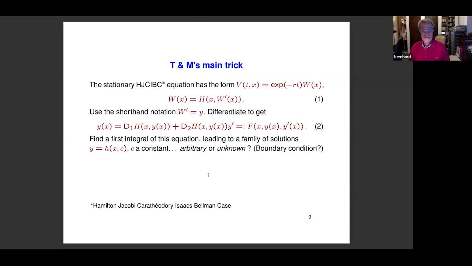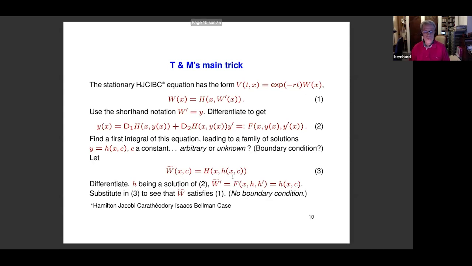But Tsutsui and Mino don't make this mistake. And once they have this family of solutions of equation 2, which is f equals 0, I mistook here, they do the following. Let w tilde of x and c now be this function h, which is in my equation 1, taken at x and h of x and c.